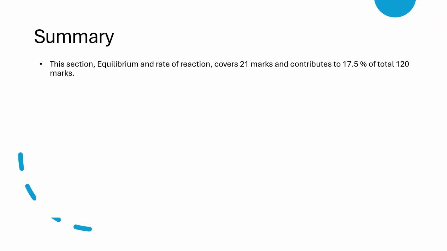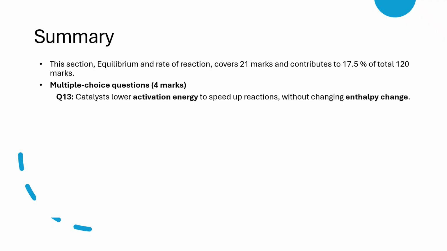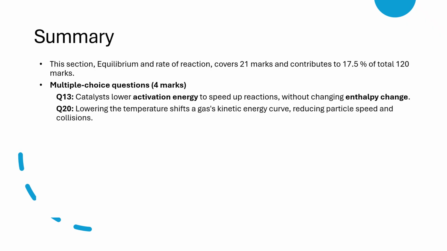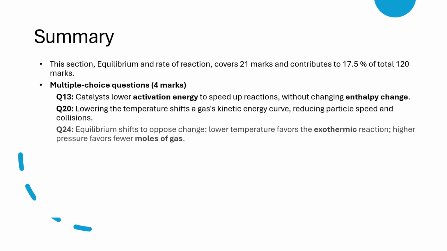This section, Equilibrium and Rate of Reaction, covers 21 marks and contributes to 17.5% of the total 120 marks. Multiple choice questions, 4 marks. Q13. Catalysts lower activation energy to speed up reactions, without changing the enthalpy change. Q20. Lowering the temperature shifts a gas's kinetic energy curve, reducing particle speed and collisions.